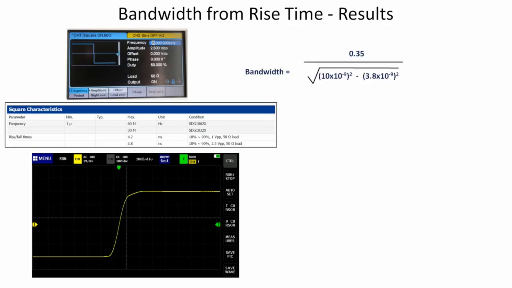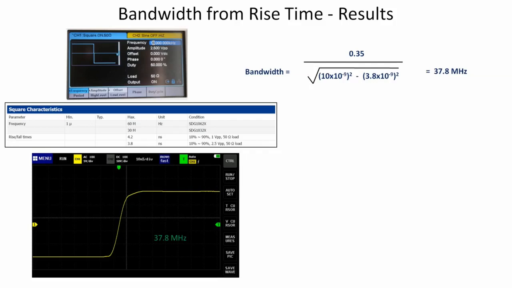So if we plug those numbers into the calculation, 10 nanoseconds squared is the rise time of the scope, minus 3.8 nanoseconds squared, which is the rise time of the signal generator. That gives us an answer of about 37.8 megahertz. The specification for this scope is 100 megahertz, and it probably won't come as a surprise to many of you that we've got an answer of 37 megahertz.